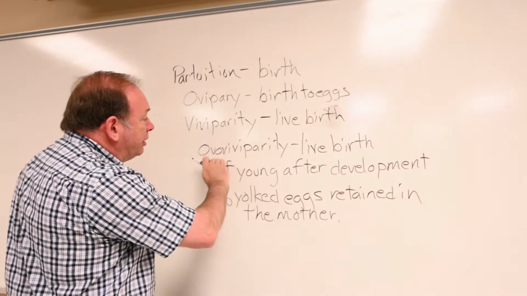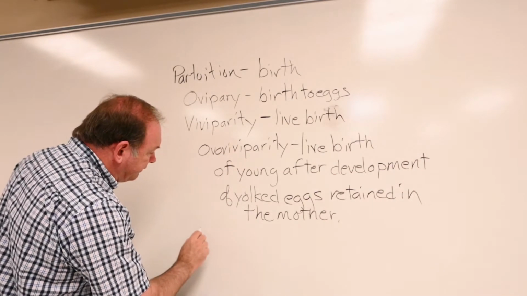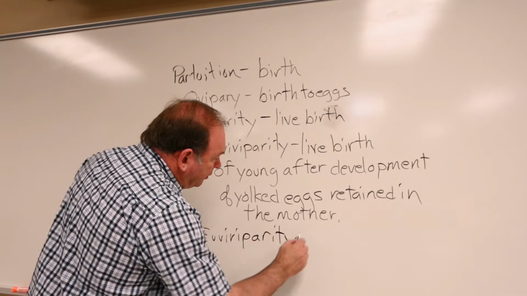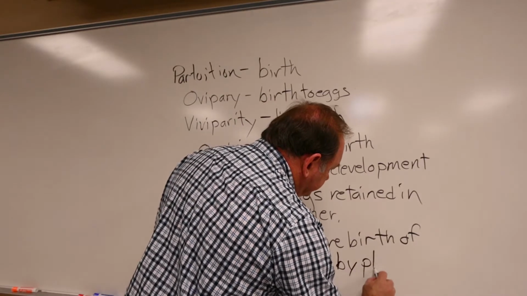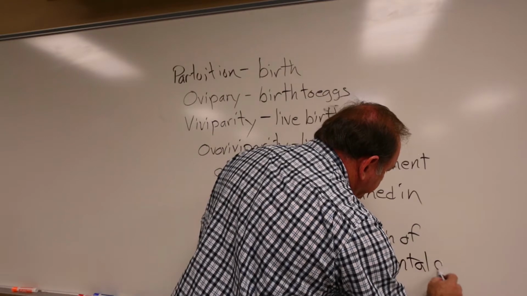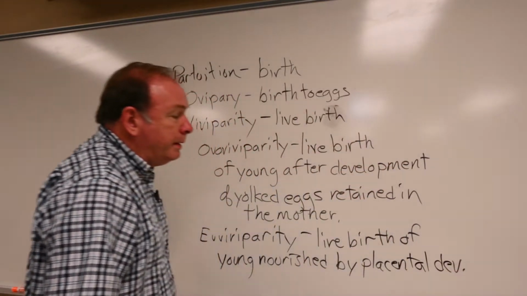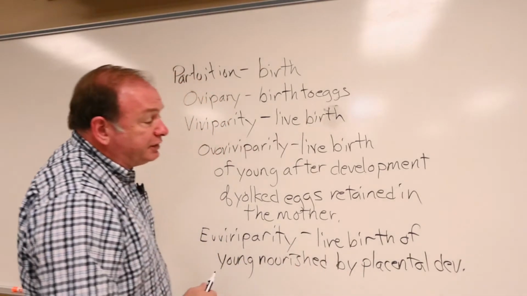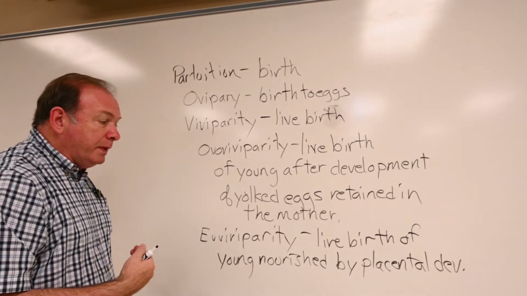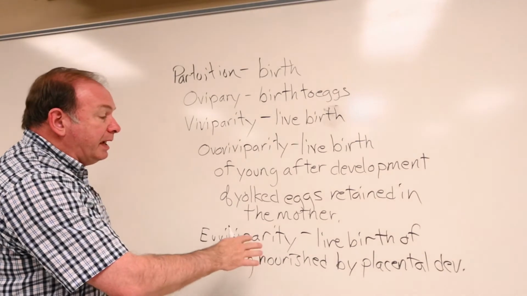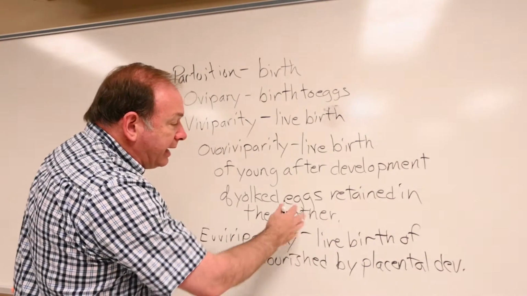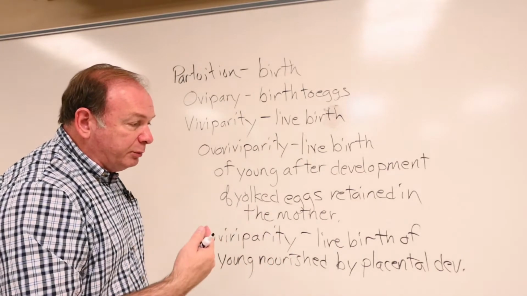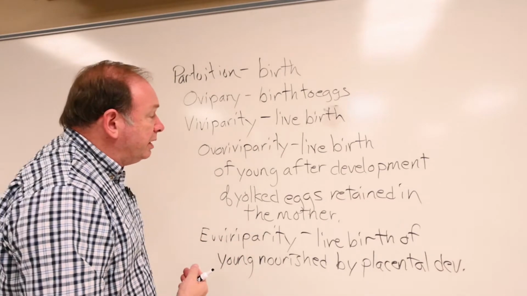Now the contrasted term to ovoviviparity is typically euviviparity. Live birth of the young, which were nourished by placental development. The young were developed in the mother like these, only in this case, instead of having a yolked egg to provide nutrient, they had placental nutrient delivered to them. So nourishment from the mother delivered across some kind of placental boundary to the developing young.